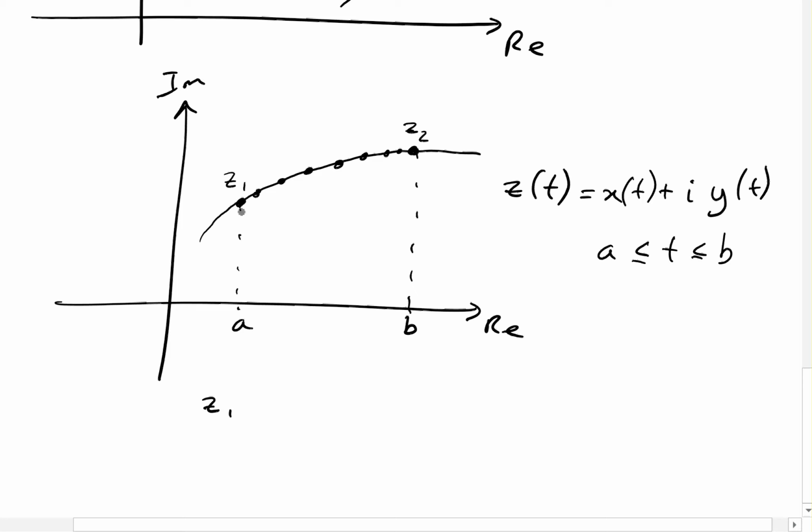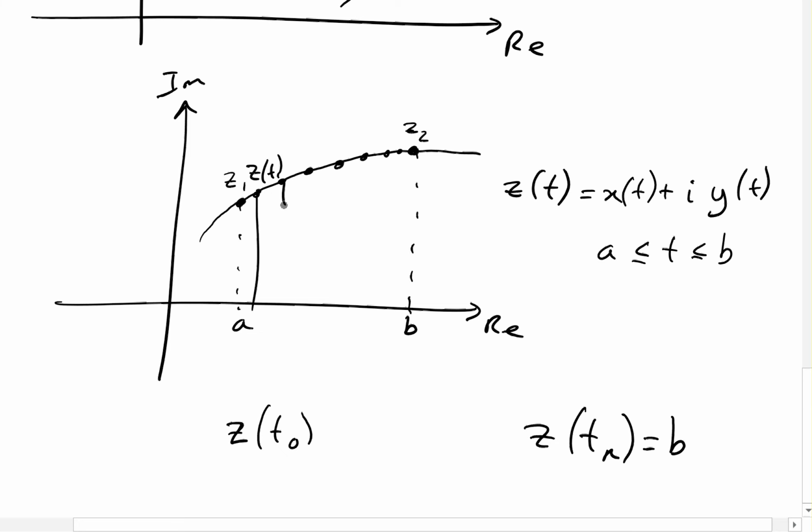Z1 is obviously the first one. Maybe this isn't the best notation, but let me just rewrite this. This is time naught. At time naught, where am I going to be? Well, I'm going to be at A. So at Z of t naught, I'm going to be at A. And at Z of t n, I'm going to be at B. Then I can subdivide this interval. So this point here will be at Z of t1. This point here will be at Z of t2.